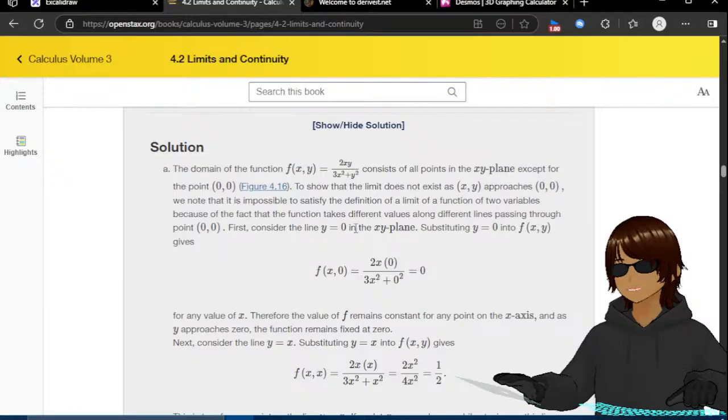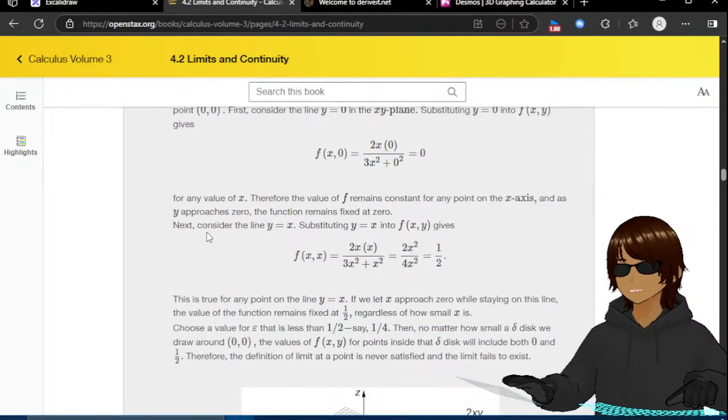Consider the line y is equal to 0 in the xy plane. Substituting y is equal to 0 in f of xy gives this for any value of x. Therefore, the value of f remains constant for any point on the x-axis, and as y approaches 0, the function remains fixed at 0.